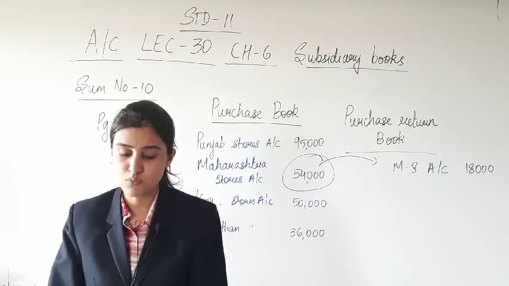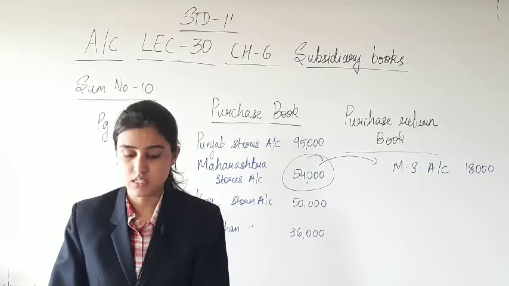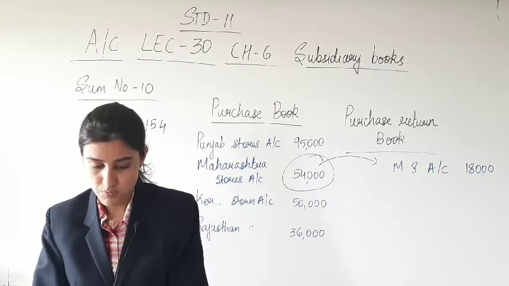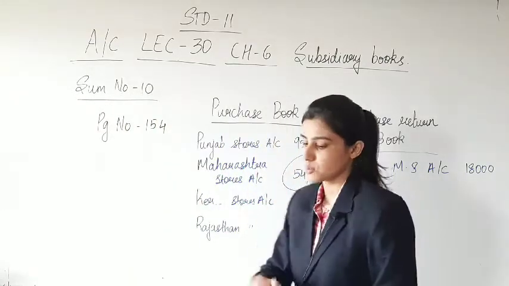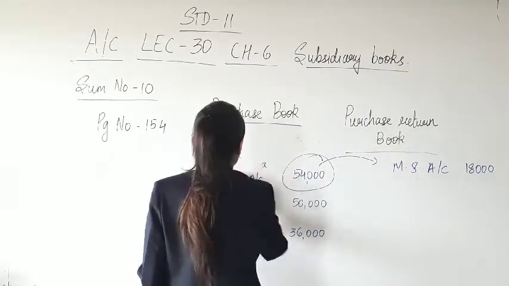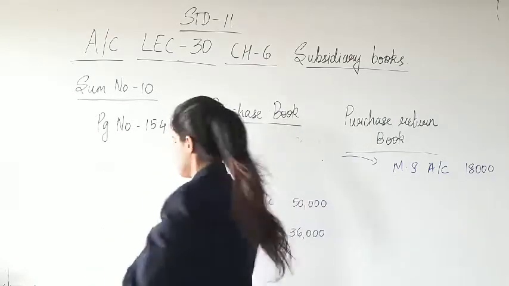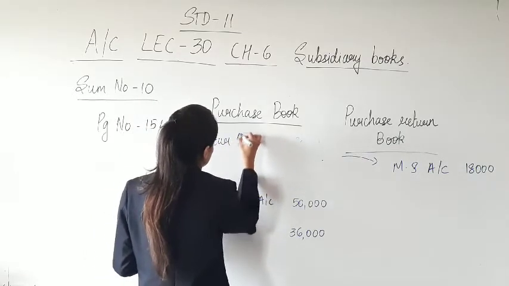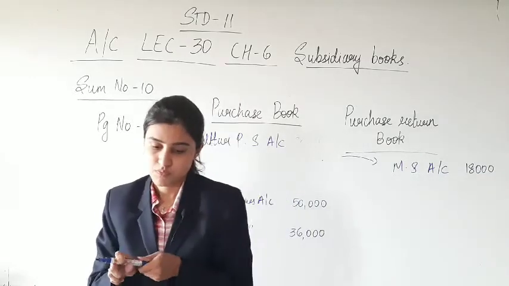Credit period is of 2 months and trade discount is 10%. Bill number 380. So goods have been purchased from Uttar Pradesh stores. So name of the party, Uttar Pradesh stores in the purchase book. Yes. Let us check the amount.